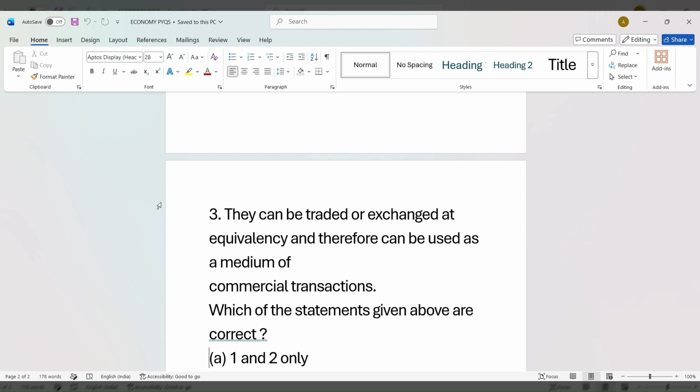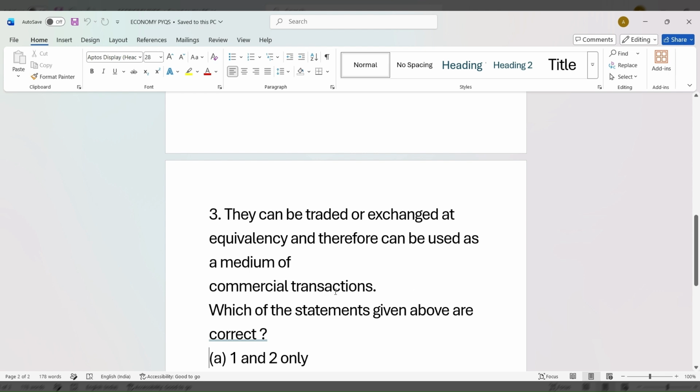Second example, we can see like I have shoes of Adidas, all right, and my friend has shoes of Nike. All right, my friend wants my shoes, I want my friend's shoes, but the price of both the shoes is different. So we won't exchange each other's shoes because the prices are different. Our shoes are special for us, our emotions are attached to those shoes. All right, so we can't exchange that. So here the option says they can be traded or exchanged at equivalency and therefore can be used as a medium of commercial transactions. No, it's wrong, they're not equivalent. They can't be traded or exchanged at equivalency for a medium of commercial transactions.